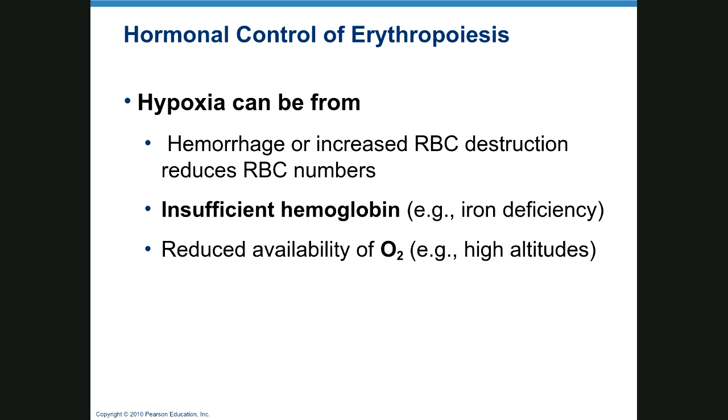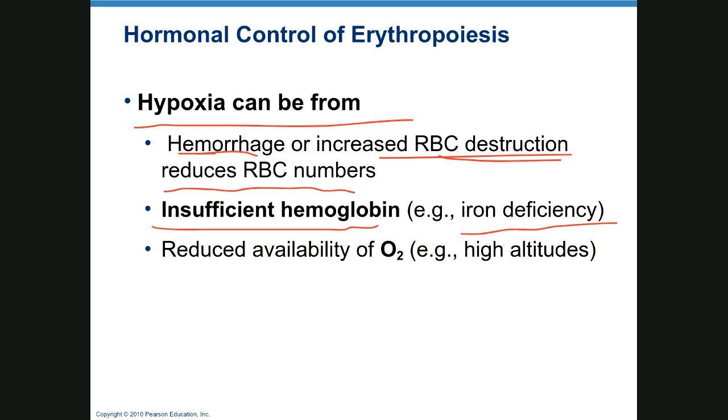Hypoxia can come from hemorrhage, increased red blood cell destruction. Hemorrhage, of course, is just bleeding. Red blood cell destruction: sickle cell disease is one, a sickle cell crisis is one good reason why you would have red blood cell destruction. Insufficient hemoglobin, iron deficiency is a good example of this. Reduced availability of oxygen at high altitudes. There's just not enough oxygen there to meet your needs.